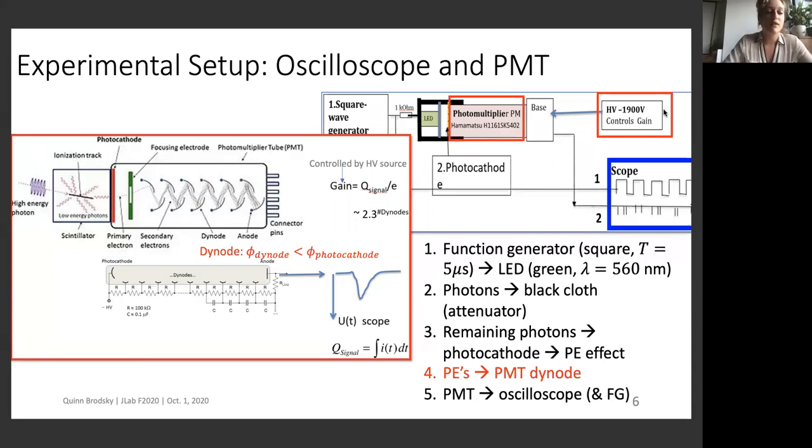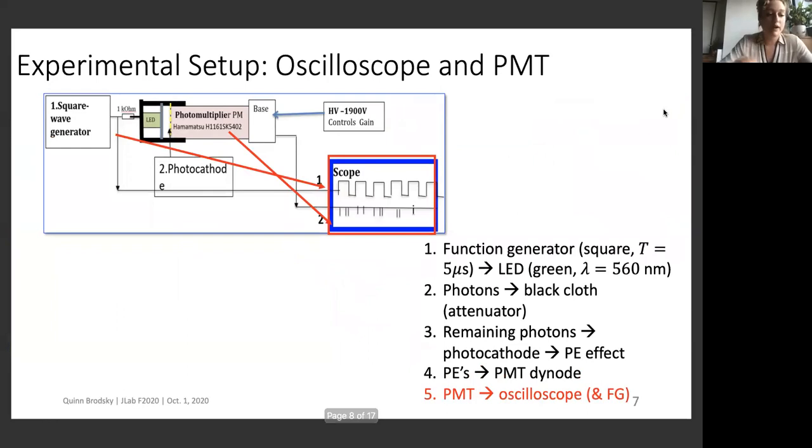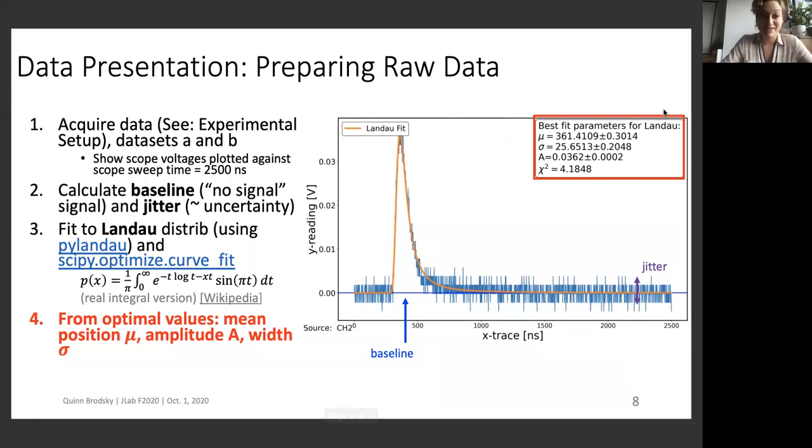The PMT is also hooked up to a high voltage supply that basically controls its gain. Then we transfer this signal to the oscilloscope where we can visualize the signal for analysis. And we note that both the function generator and the PMT are connected to the oscilloscope. But we didn't actually do any of that. This procedure was used to generate a couple sets of data that were given to us.